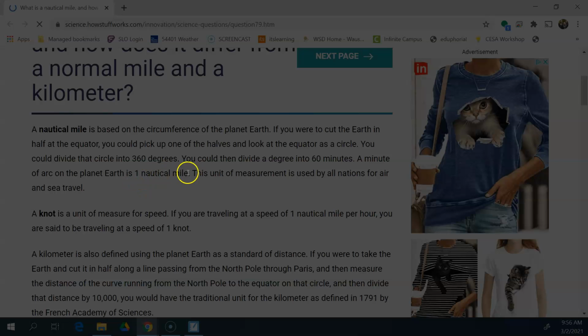Okay? And so 1 minute of arc on the equator is 1 nautical mile. Okay? It's used because then it's a standard measurement, either if you're in English or in metric. Okay? So it's a standard worldwide measurement. Okay? So a knot is 1 nautical mile per hour. Okay?